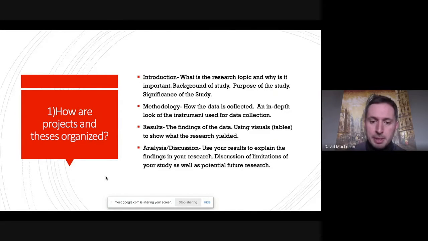And then the last part is where you analyze the data. So your analysis discussion section is where you're using your results to explain the findings in your research, but also presenting potential limitations of your study, as well as maybe recommending some future research.